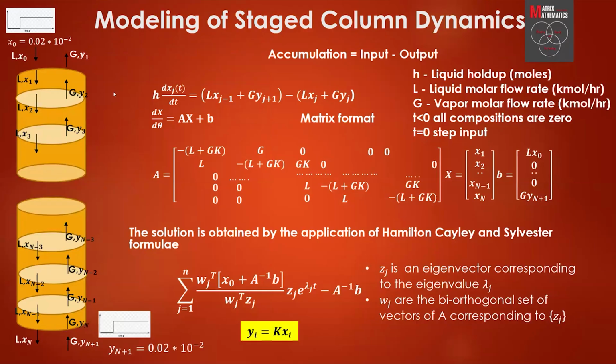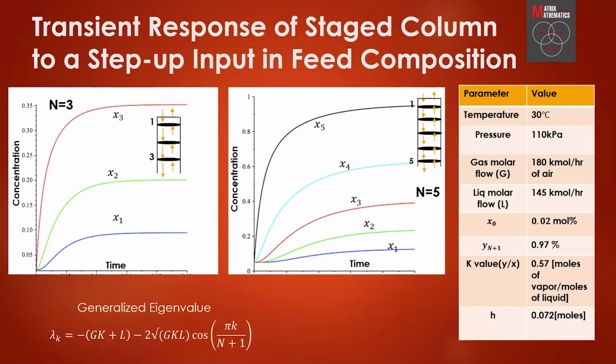Now, we can also apply this to a very good example that occurs in practice. We may have a fractionation column or any type of staged device that has countercurrent flow, as illustrated over here. And of course, one can write this in matrix form, as shown here, and then using the Hamilton-Cayley theorem and the Sylvester formula, one can determine the transient response of the system to a step input. And so you can get the responses.